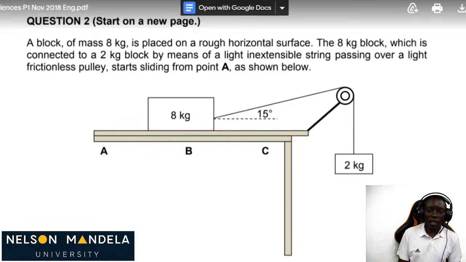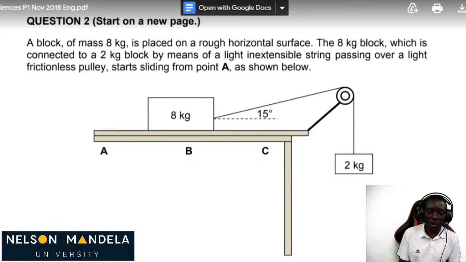Okay, so we continue. The 8 kg block is connected to a 2 kg block by means of a light, inextensible string passing over a light frictionless pulley, and starts sliding from point A as shown below. There is also some important information there. Another block is within this setup, which is the hanging block, a 2 kg mass. That block is acted upon by gravity. That you will never be told. It is something that as a scientist you need to conclude on your own. So we have gravity acting on that block. That is the force that drives this system.